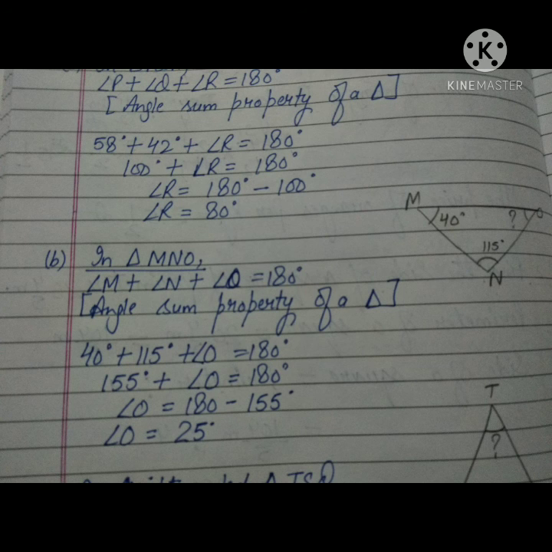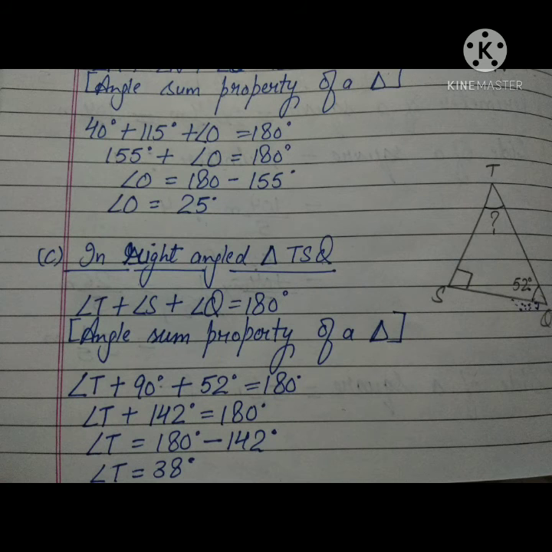So put the value of angle M, that is 40. Put the value of angle N, that is 115, plus angle O is equal to 180 degrees. When you add 40 plus 115, you will get 155. 155 plus angle O is equal to 180 degrees. Angle O is equal to 180 minus 155. Angle O is equal to 25 degrees, right? Come to the C part.